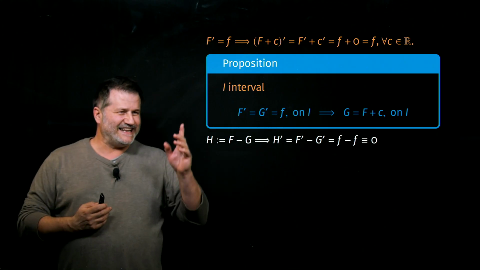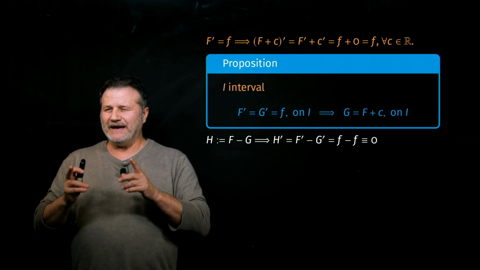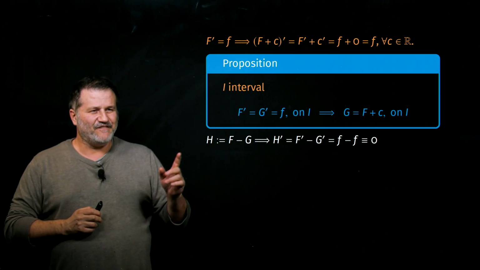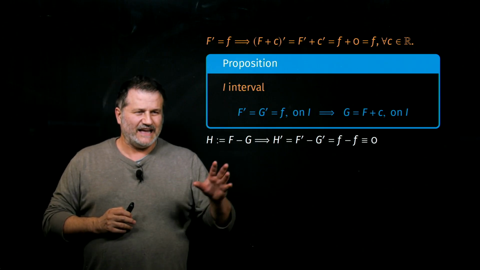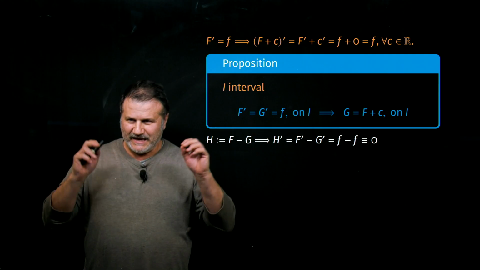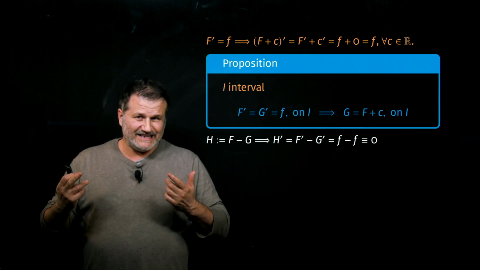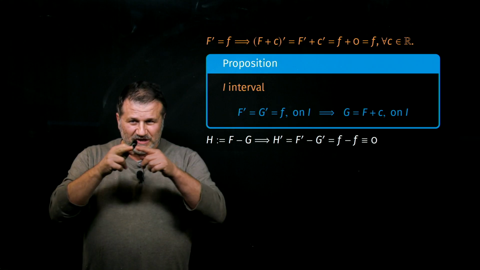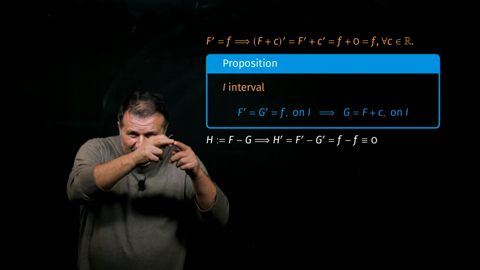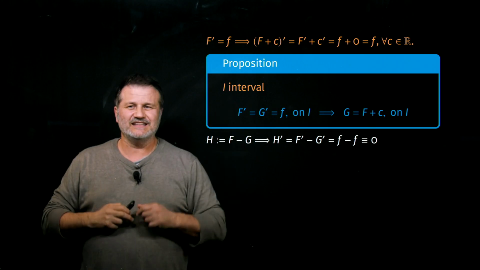But to be true, we need this little assumption. The domain must be an interval. In fact, if this is the case, we can show that H is constant. Pick any 2 points x, y in the interval. Now, because we are in an interval and we take 2 points x, y in that interval, everything between x and y is included in the interval.